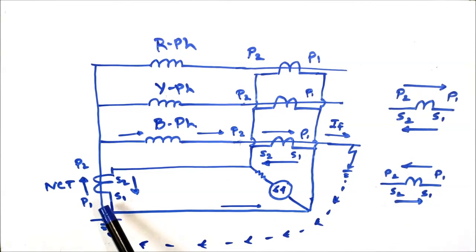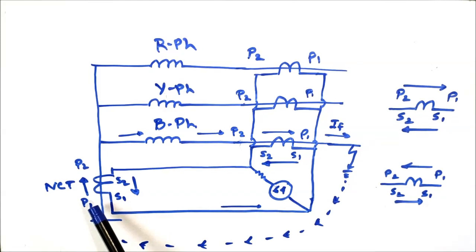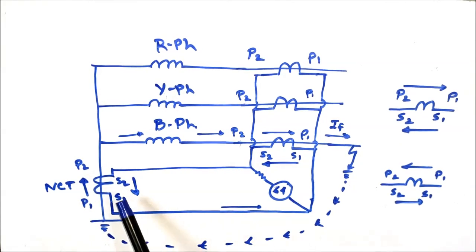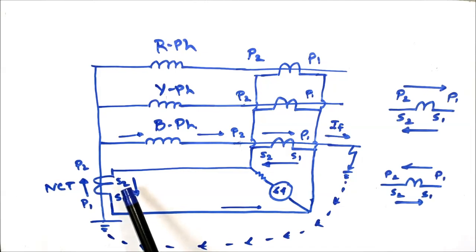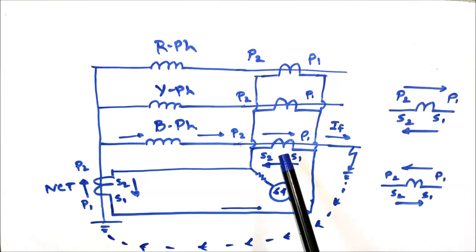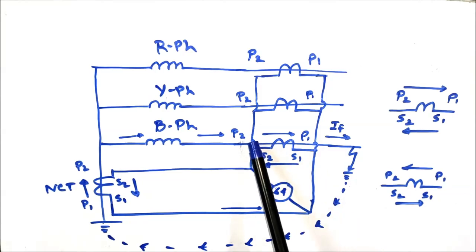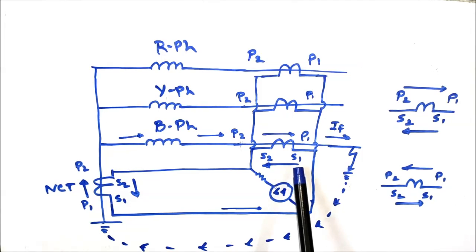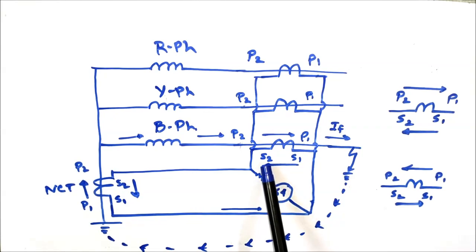Now for the NCT, as the direction of the current in the primary side is from P1 to P2, in the secondary side the direction of the current should be from S2 to S1 terminal, and this current will flow towards the relay. And in the blue phase CT, as the direction of the current is from P2 to P1 terminal, in the secondary side of the blue phase CT the direction of the current should be from S1 to S2. Now this current will flow towards the relay.